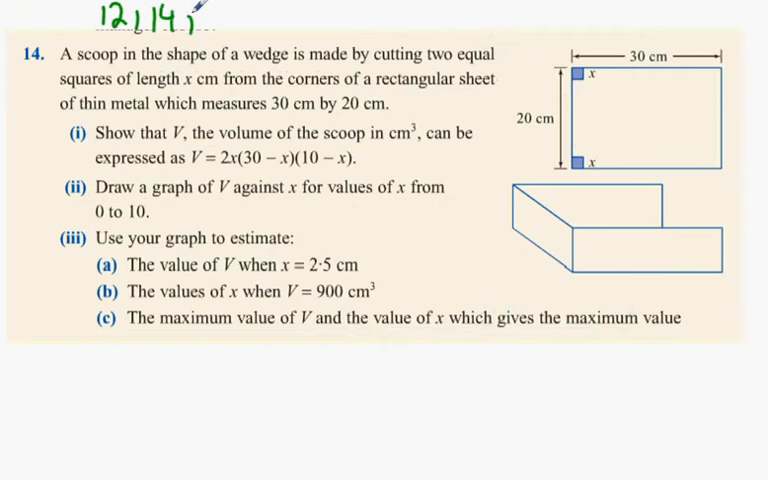Okay, a scoop in the shape of a wedge. A scoop in the shape of a wedge. I think it's basically an empty box? That's what they're telling me. I see what they're doing now. From the corners of a rectangular sheet of tin metal, 30 by 20, show that the volume of the scoop in centimeters cubed can be expressed as this, right?